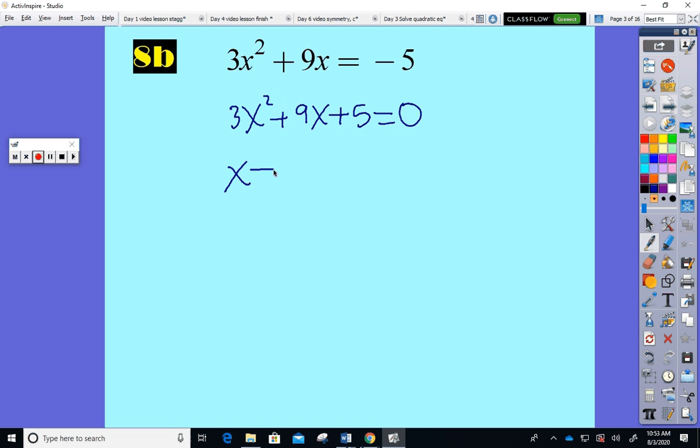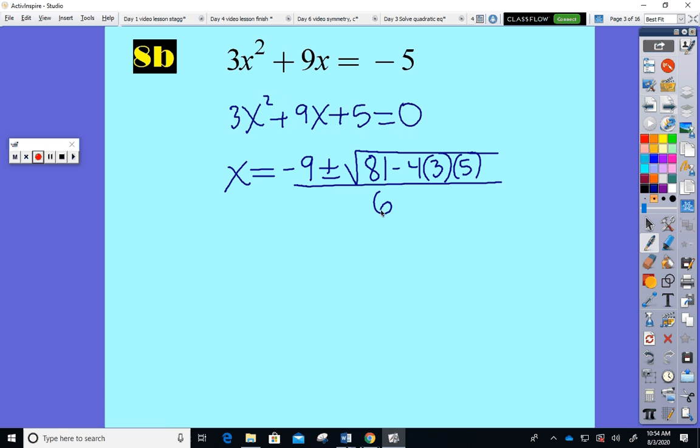But I'm going to say x equals negative b. What is that? Plus or minus the square root of b squared. What's b squared? Minus 4a. What's a? C. All over 2a is 6. So I'm always going to ask you to set it up the same way.